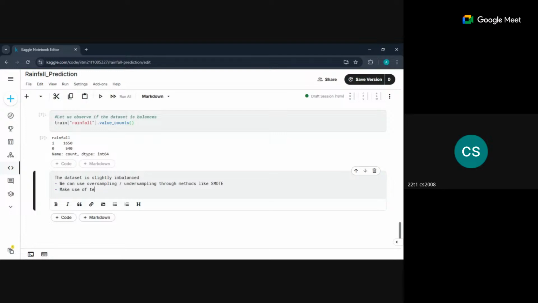And the other is to make use of the class weights parameter within the model, something like this.